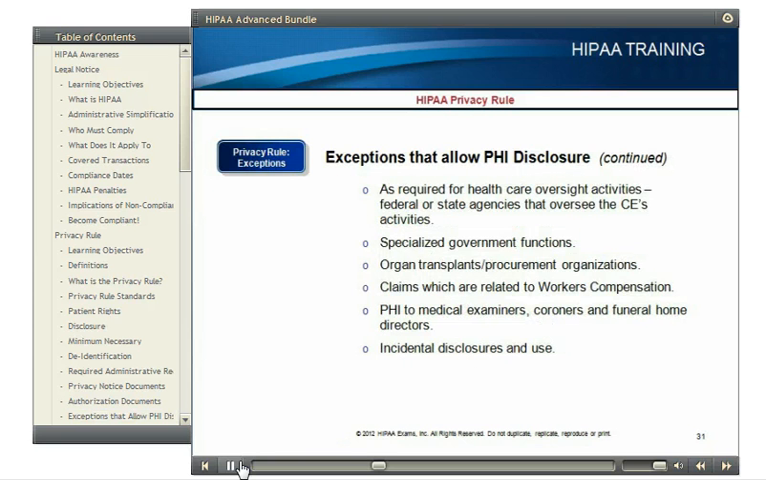as required for healthcare oversight activities, federal or state agencies that oversee the CE's activities, specialized government functions, organ transplants or procurement organizations, claims which are related to workers' compensation, PHI to medical examiners, coroners, and funeral home directors, incidental disclosures and use.